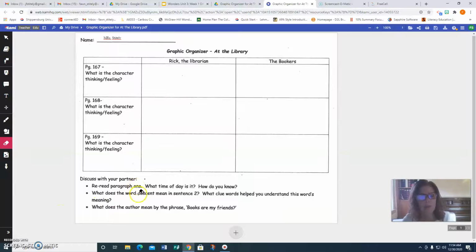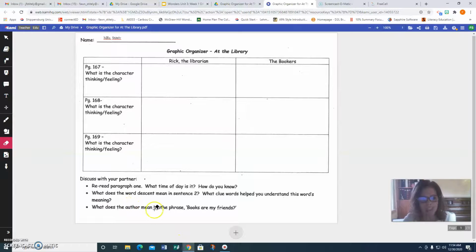And then when you get finished, you can work with a partner or you can work alone, either way, and reread paragraph 1 in the story. What time of day is it? And how do you know? Okay. And you can write this in a notebook, or you can put this on a separate piece of paper and take a picture of it.